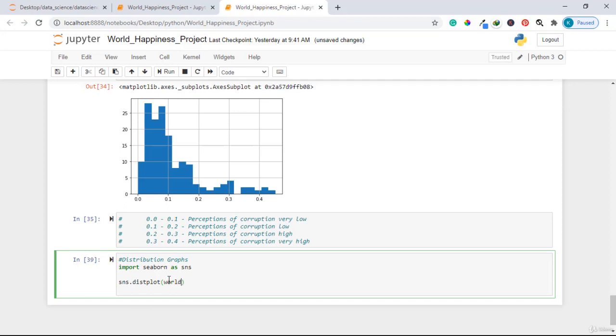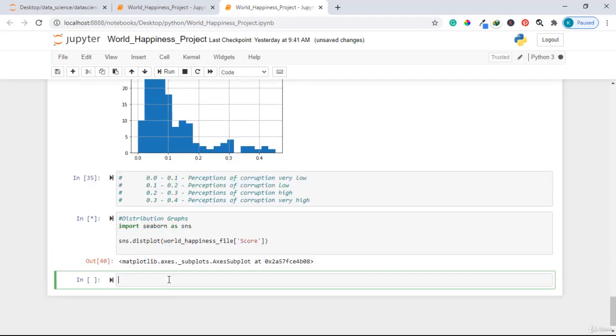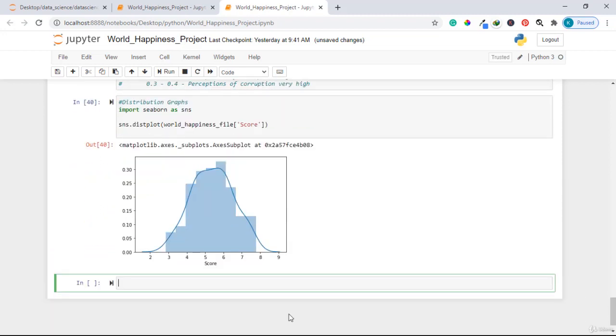And then inside here I'll just pass the data that I need to draw the distribution graph for. In this case, I'll start with the world happiness underscore file, and I'll start with the score to see how the happiness score in the world is generally distributed. So if I run my code down here, this is the graph that is drawn. And as you can see, we have a line on top of this histogram. This line on top of this histogram gives us some very, very important information about how the happiness score, or rather let me say the happiness level, is distributed in the world.